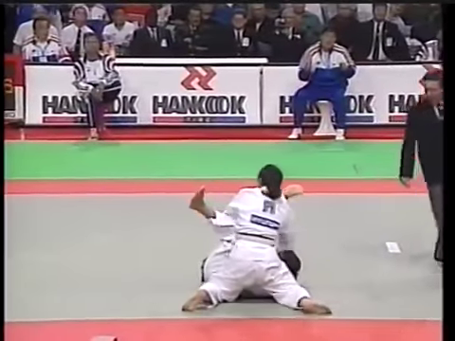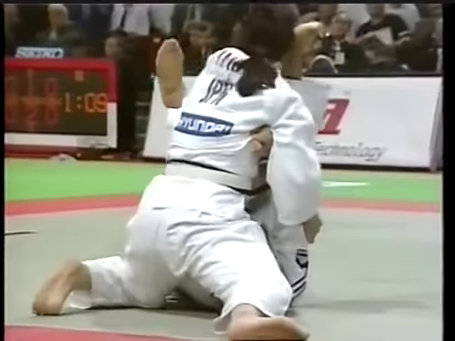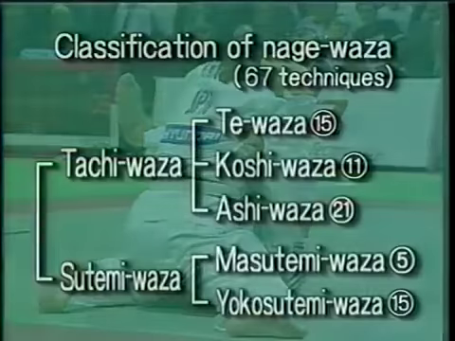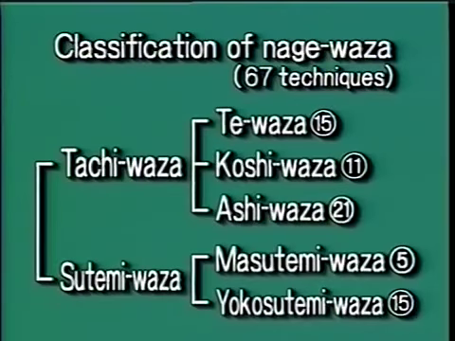Nagewaza, or throwing techniques, can be divided into Tachiwaza, standing techniques, and Sutemiwaza, sacrificing techniques. There are 67 techniques in all, and they're classified as shown here. Let's look at the basics of each technique and how it's applied, focusing on the differences between techniques that may appear similar, with examples from actual competitions.